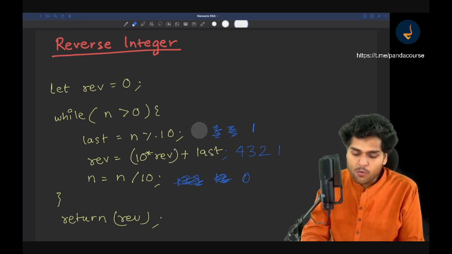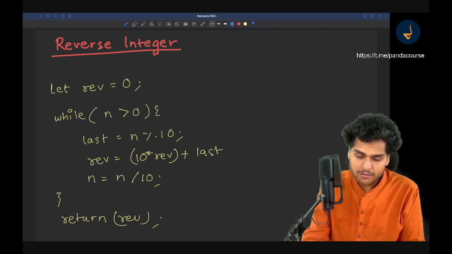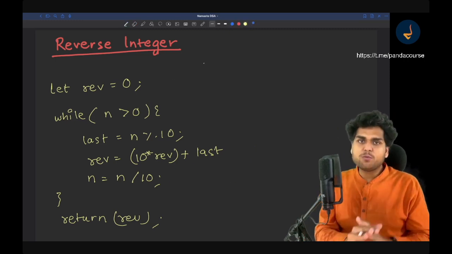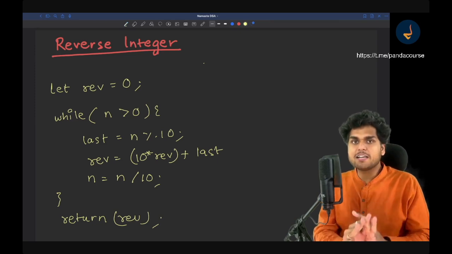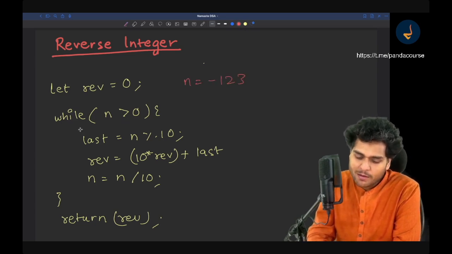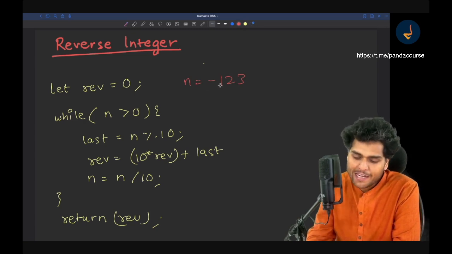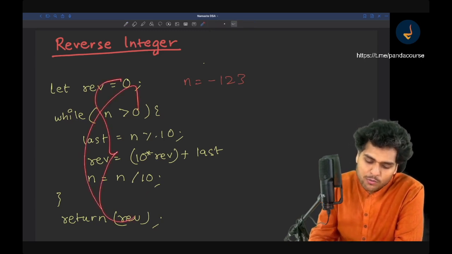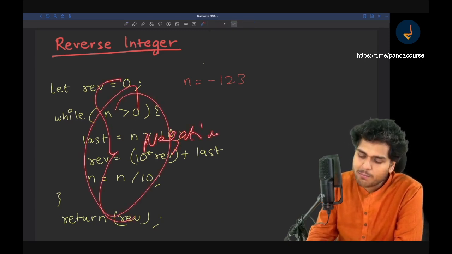This code works perfectly fine for positive numbers. But what about negative numbers? It does not run fine for negative numbers. So suppose n is equal to minus 1, 2, 3. My code will not even go at this point. It will fail. My loop will not even execute. So n is minus 1, 2, 3, and while n is greater than 0, this will not go beyond this point. So this whole code does not work for negative numbers. For negative numbers, our code fails.